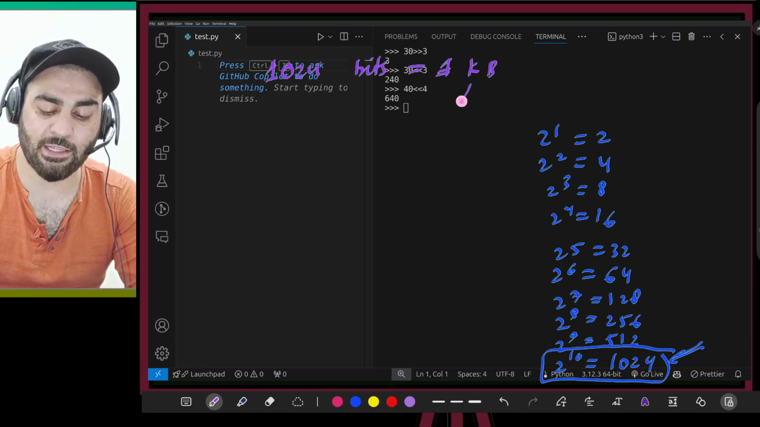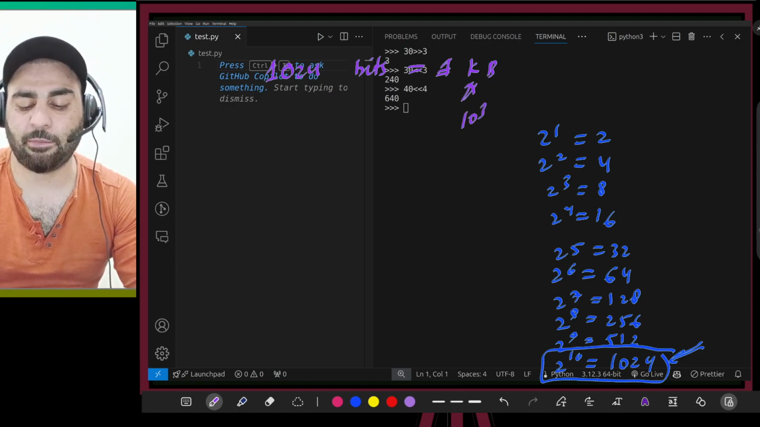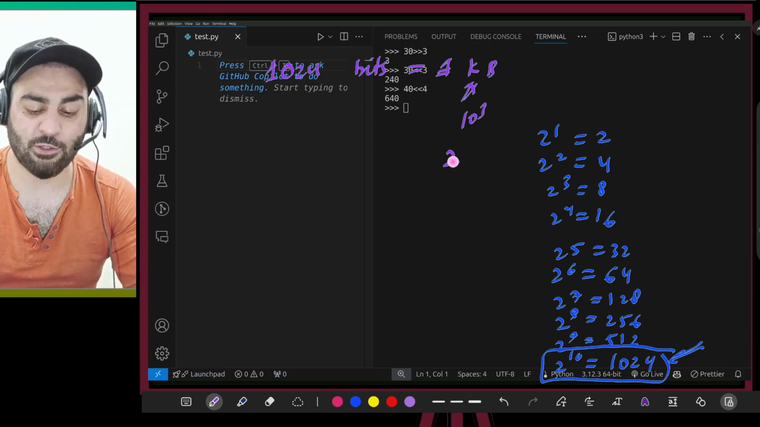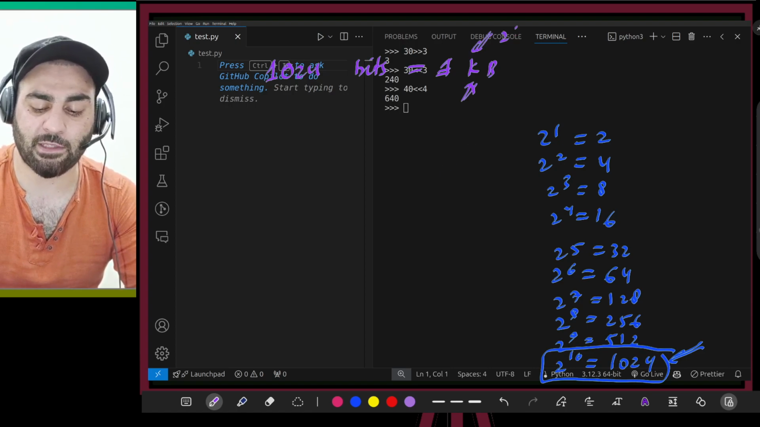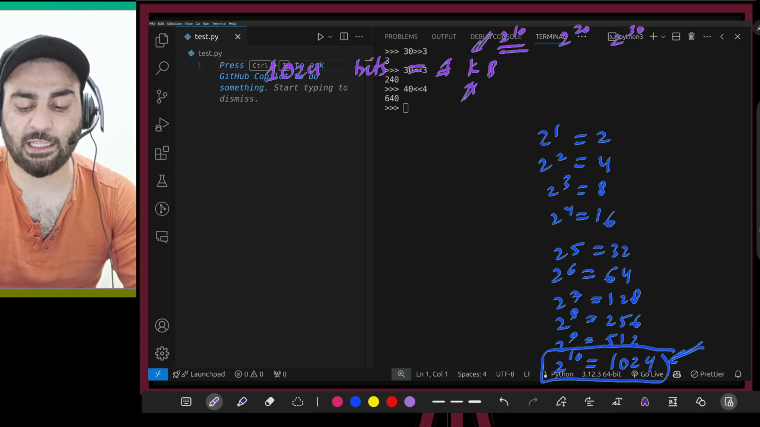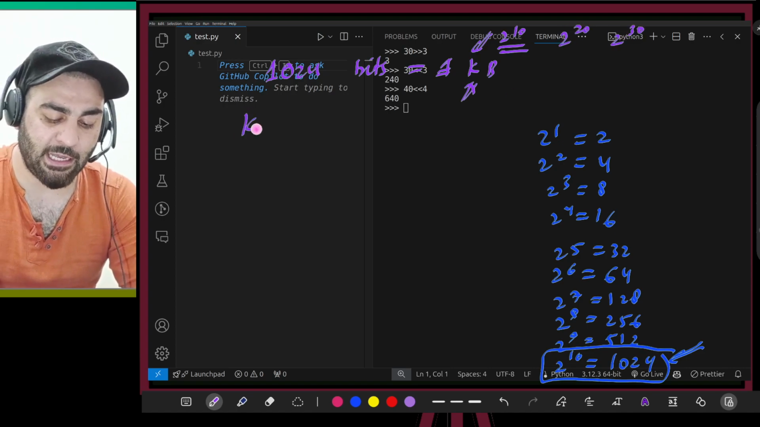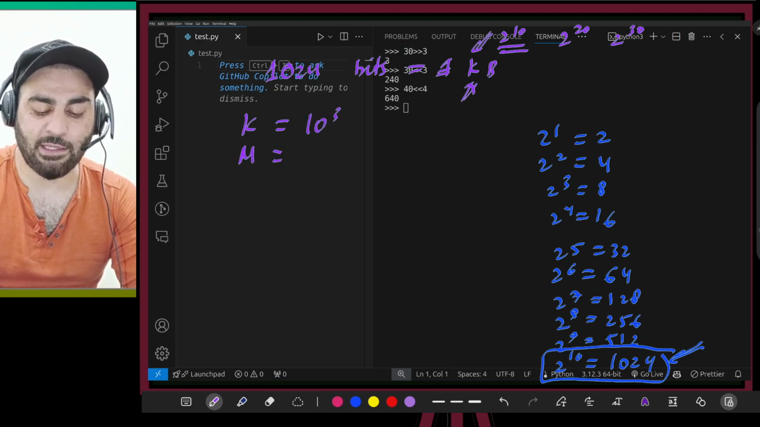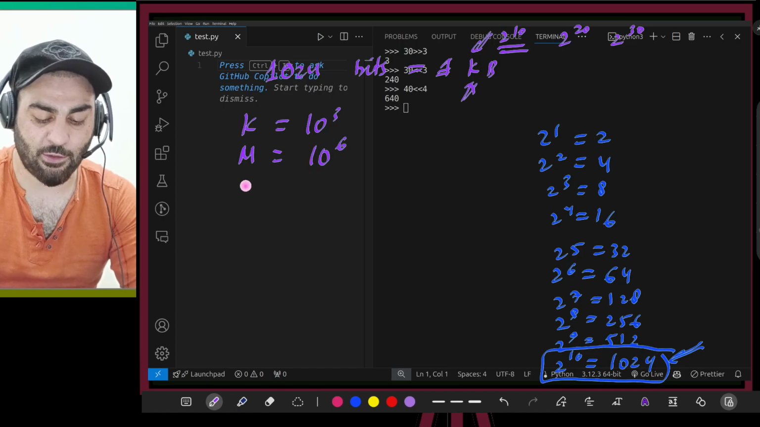Kilo usually means 10 to the power 3. But here we don't measure in powers of 10, we measure in powers of 2. So kilo in computer science means 2 to the power 10, mega means 2 to the power 20, giga means 2 to the power 30. Usually in scientific notation, kilo means 10 to the power 3, mega means 10 to the power 6, giga means 10 to the power 9, I think. You should check it.